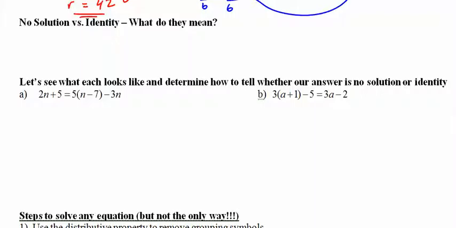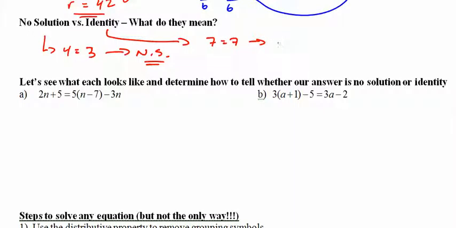No solution versus identity. What do they mean? When we get something like 4 equals 3, that's no solution. And I abbreviate no solution with NS. It means you did everything right, just the equation's nonsensical. It doesn't make any sense. This would be something like 7 equals 7. It's an identity. All solutions work. You can put anything in. Not to be confused with chapter 7. We'll get to that another time.